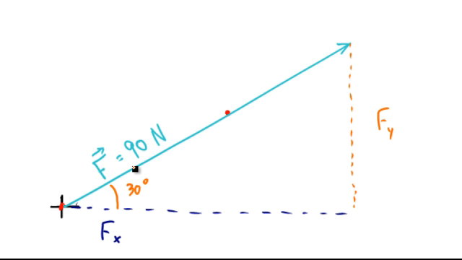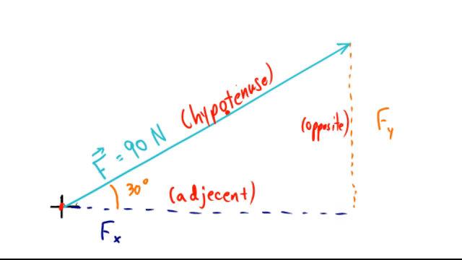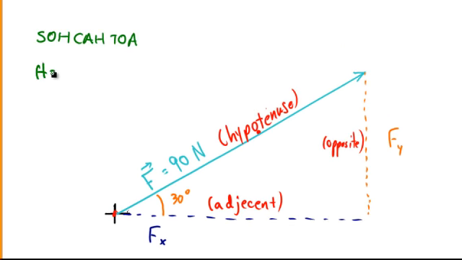Now I need to figure out what is the x component and the y component of this vector. Let me recognize that the hypotenuse represents the vector itself. The side that is adjacent to the 30-degree angle is the horizontal side, or the x component, and the side that is opposite the 30-degree angle is the opposite side. Now I want to apply SOHCAHTOA. I know that the hypotenuse is equal to 90. I'm trying to figure out what A is equal to, that's the horizontal component, and what O is equal to, that's the vertical component. Let's start with the horizontal component.